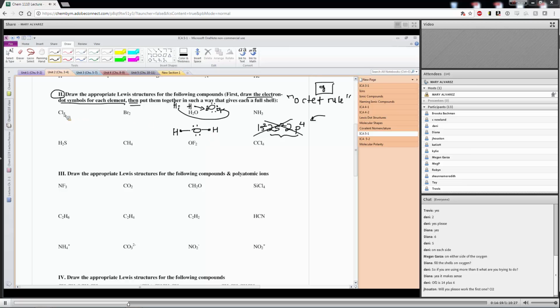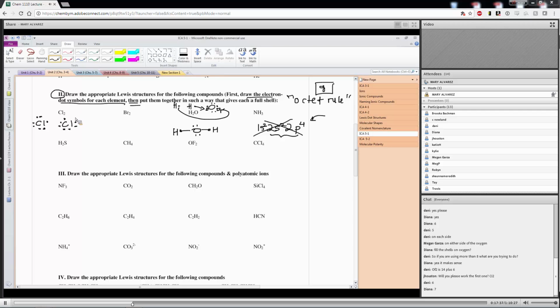I can do the first one. Cl2, it looks just like the F2 I did. So Cl has how many valence electrons? 7. It has 7 because it's in group 7. So here's chlorine with 1, 2, 3, 4, 5, 6, 7. And here's another chlorine with 1, 2, 3, 4, 5, 6, 7.